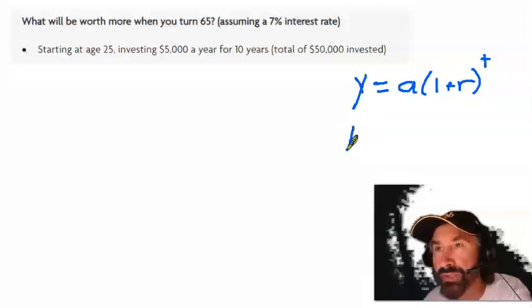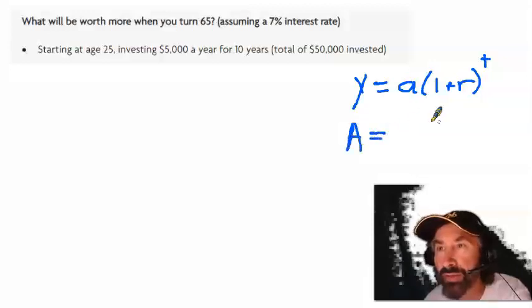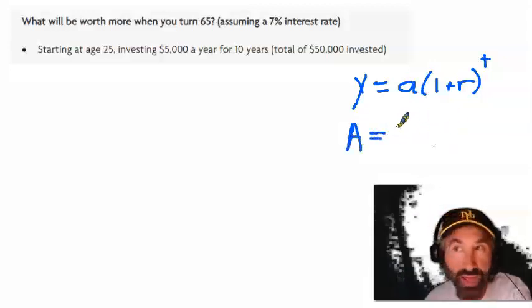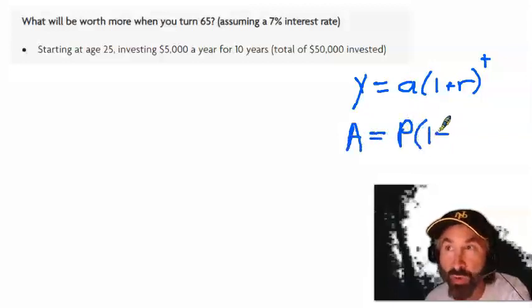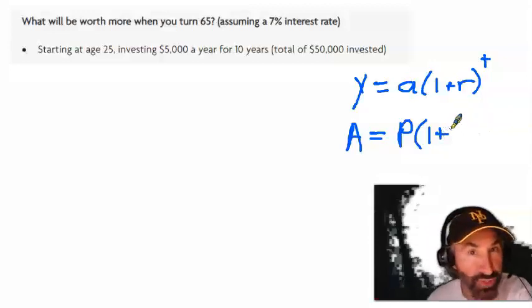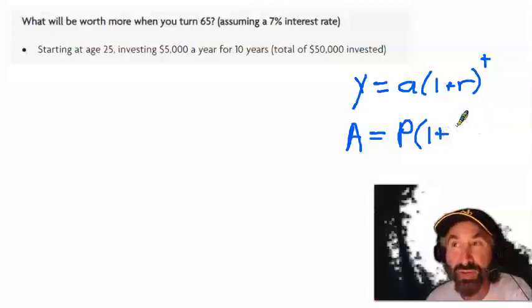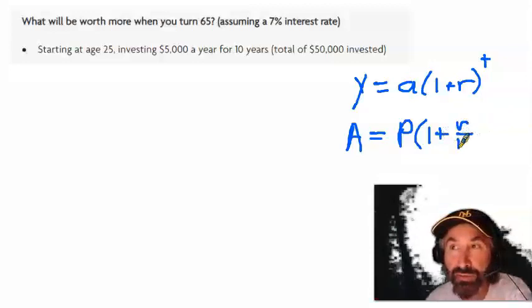So compound interest has an amount that you get after you start with a certain amount of principal, and you take one and you add it to whatever the interest rate is, except the interest rate we're going to divide up into n parts.